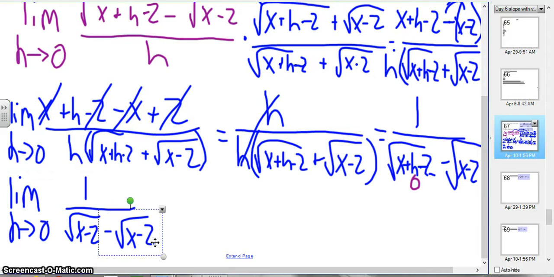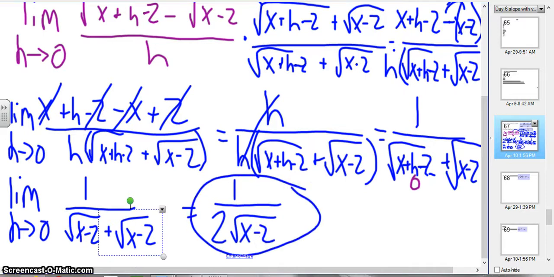Now, how many of those do I have? Oops, that should be a plus. How many on the bottom? I have radical x minus 2 and a radical x minus 2. I have 2 of them, so it's 2 radical x minus 2. So that is my formula. In other words, I just found the slope.